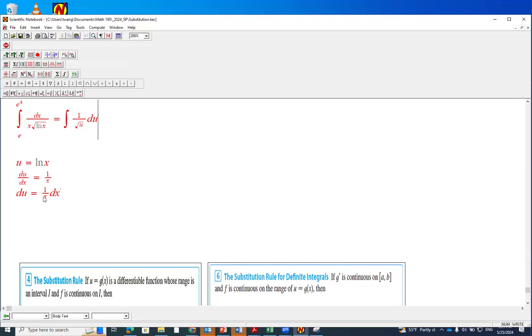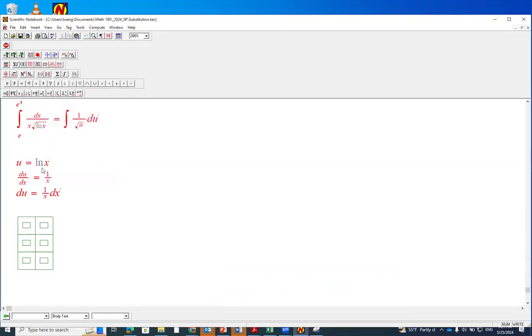Substitution almost complete. We have to substitute for u because the interval is going to be changed for u. So next, we're going to make that table. For x is e to the power 4, and for u equals ln x.